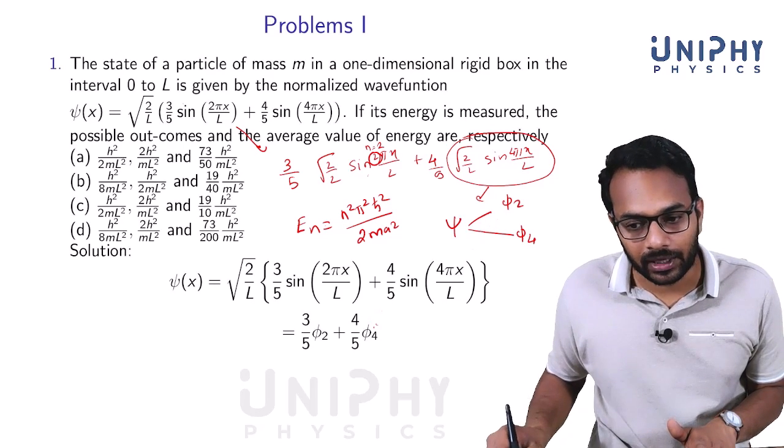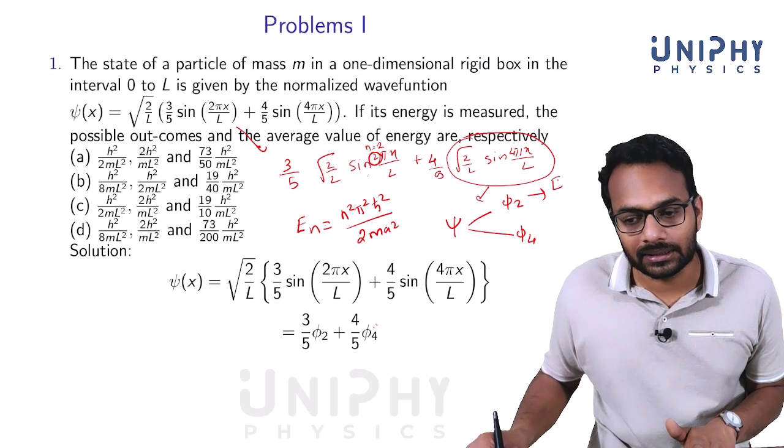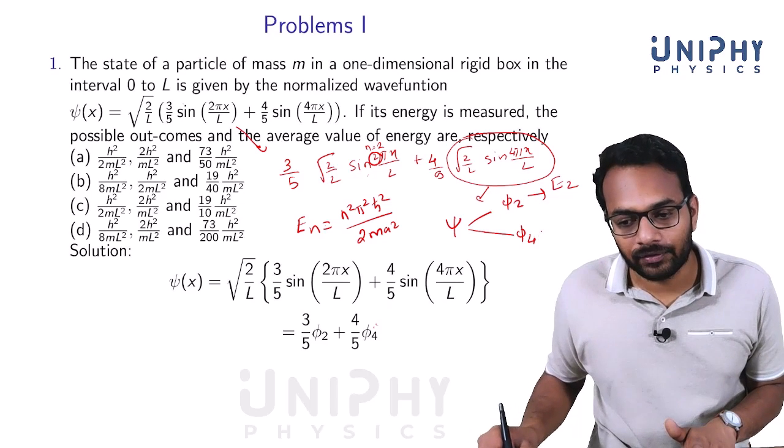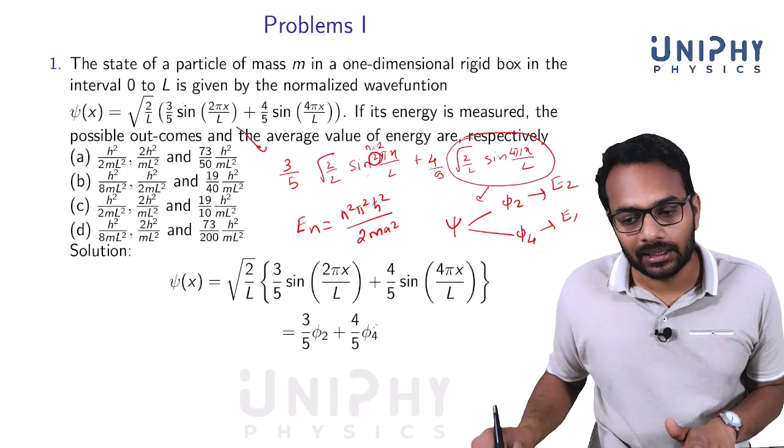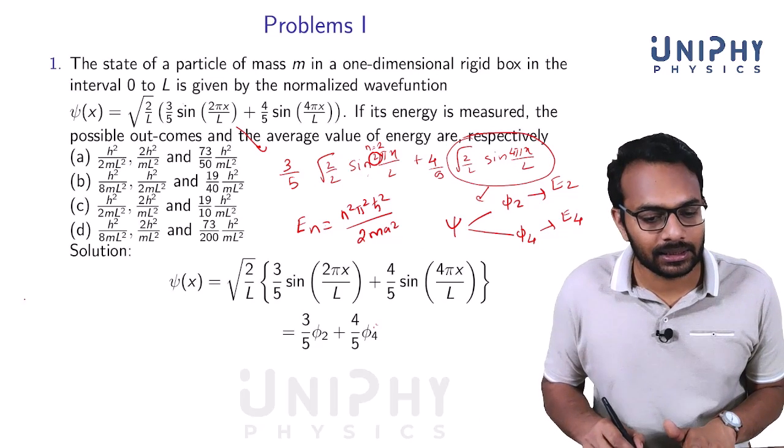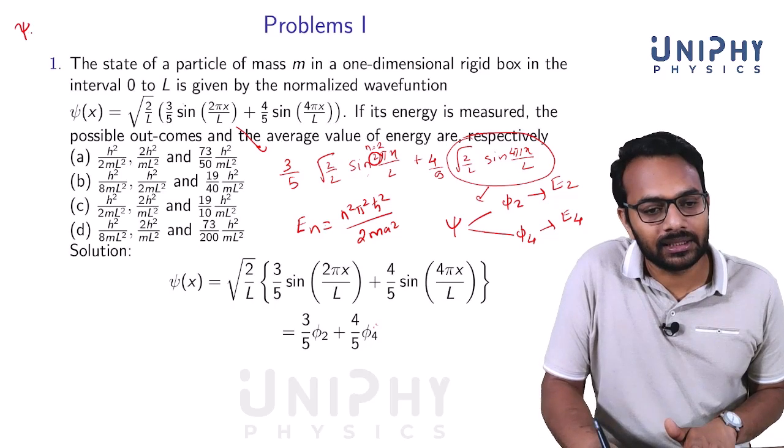If it goes to phi 2, then the eigenvalue is E2. And if it goes to phi 4, then the energy is E4. Right, so I'll just write it here. What happens in the measurement is, this is the psi.